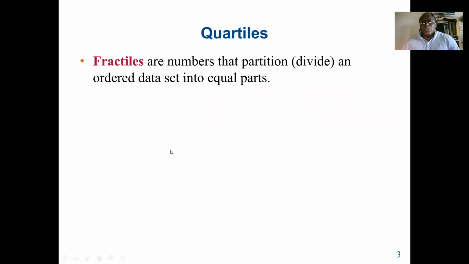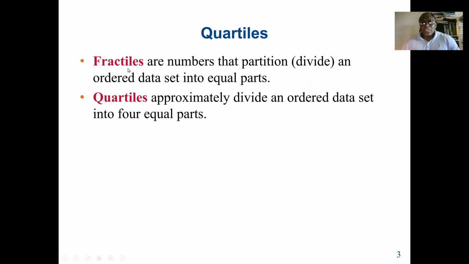So let's start with the definition. What are fractiles? Here we say fractiles are numbers that partition or divide an ordered data set into equal parts. So this will lead us to quartiles. Quartiles are fractiles because fractiles divide data, and these data have to be in order. That is, they have to be already sorted in increasing order. So fractiles are numbers that partition an ordered data set into equal parts.